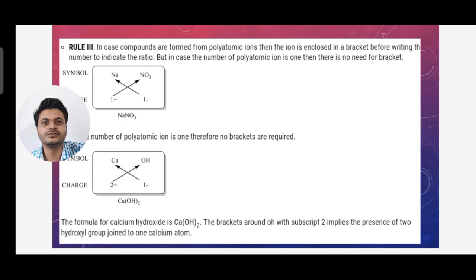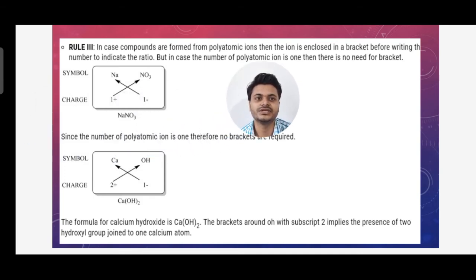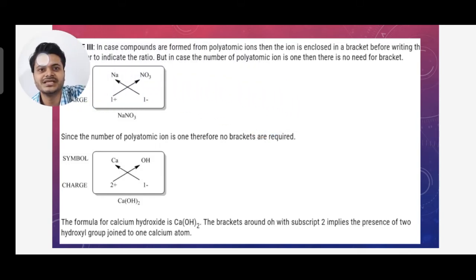One example you can see here is NaNO3, sodium nitrate. Sodium is Na, its valency is 1, and nitrate is NO3, and the valency of this radical is -1. So it is NaNO3. Since the number of polyatomic ions is 1, no bracket is required.